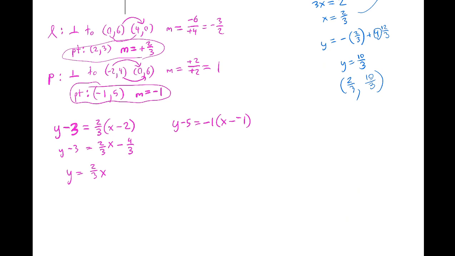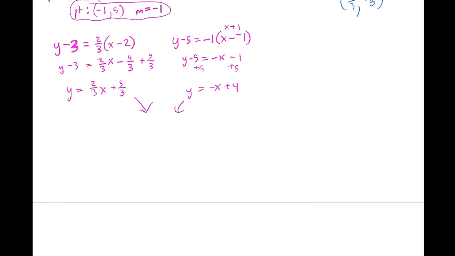And now if we add 3, 3 is 9/3, and so that's plus 5/3. Then over here it's y minus 5 equals, so this was already x plus 1. Then we distribute the negative, so we get -x minus 1. We add the 5 to both sides, and we get y equals -x plus 4. Now we have a system of equations, so we can just substitute. They're both equal to y, so by the transitive property, they're equal to each other: 2/3 x plus 5/3 equals -x plus 4.